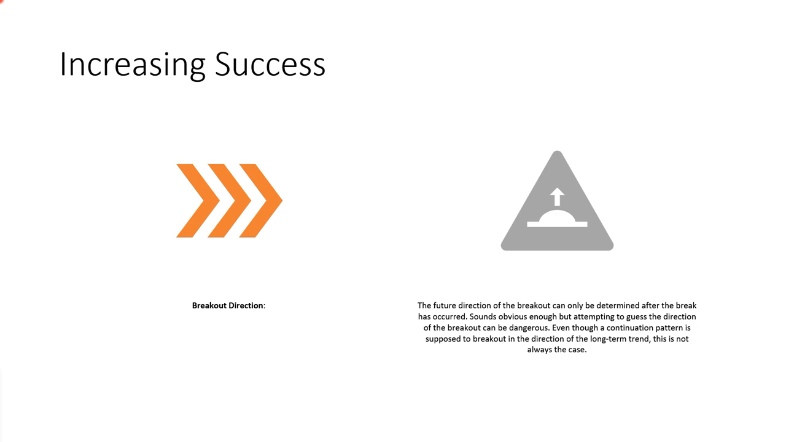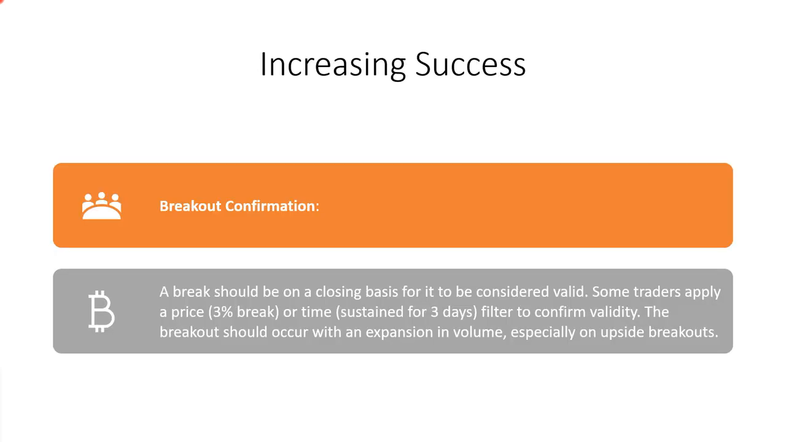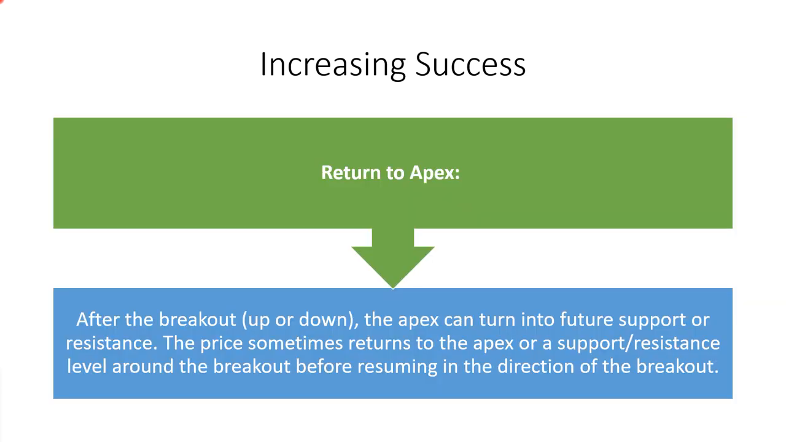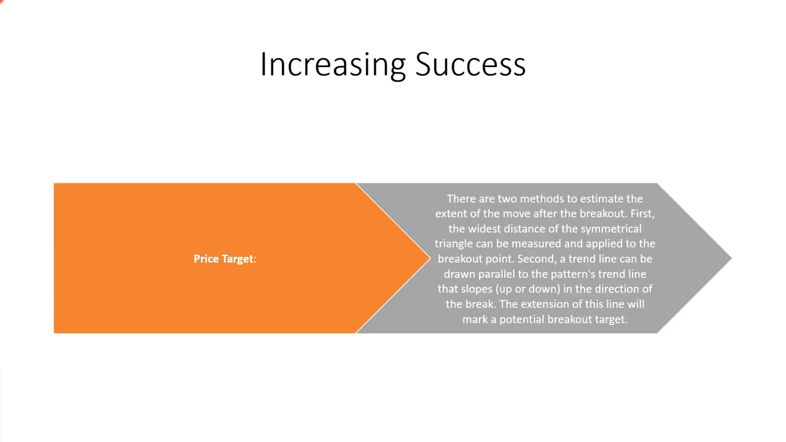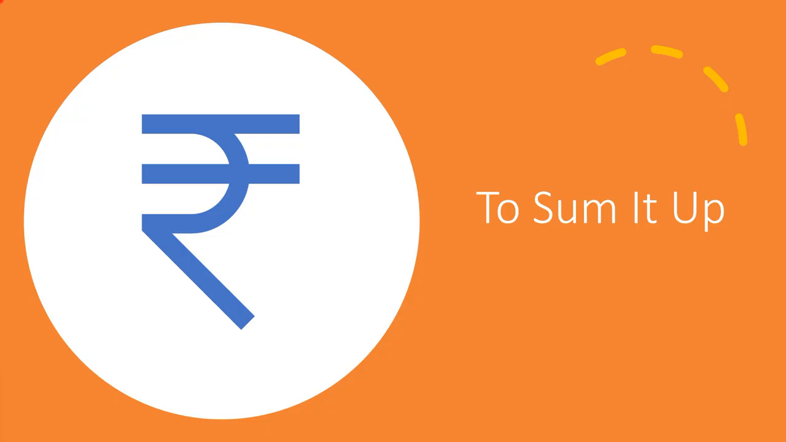And of course, we want to look at the breakout direction. And then we want to use the confirmation, because you got to be careful. Also, triangles can break out, look perfect, and then return to their apex. But most of the time when they do that, they break out, return to the apex, and then gather momentum and continue in the direction of the breakout. So there are two methods to estimate the extent of the move after the breakout. First, the widest distance of a symmetrical triangle can be measured and applied to the breakout point. That's the one we use.